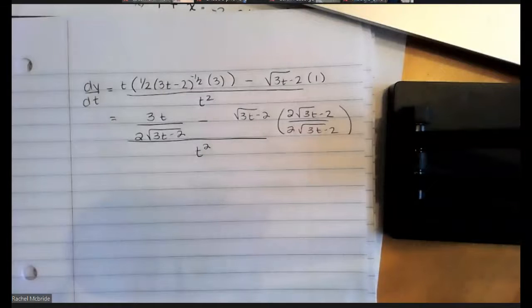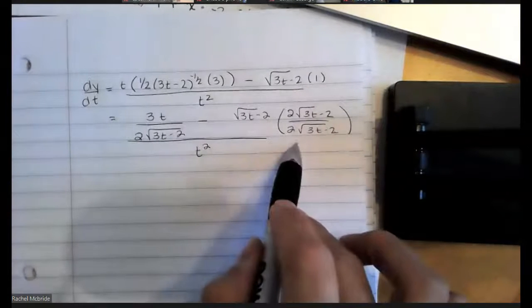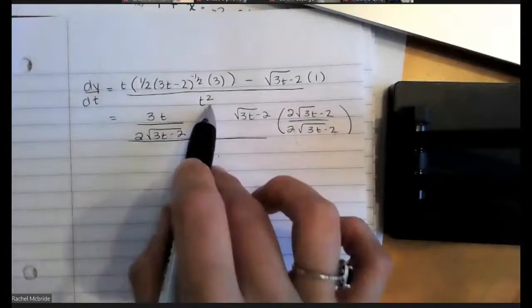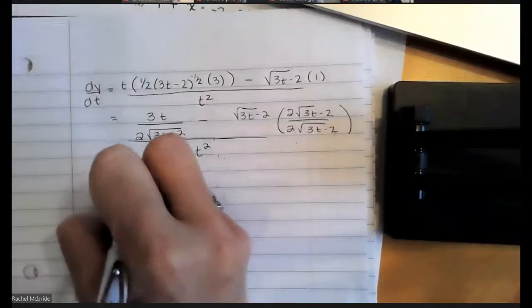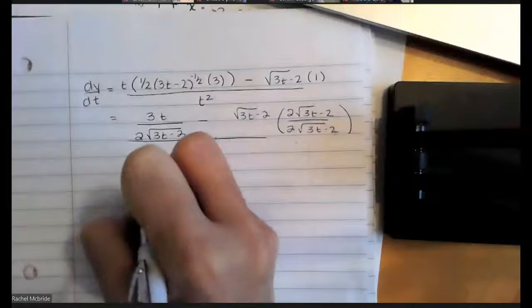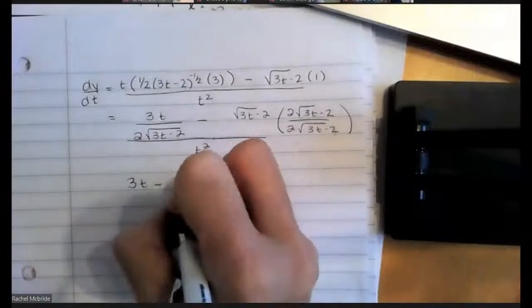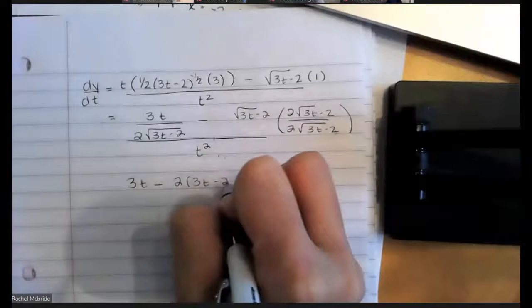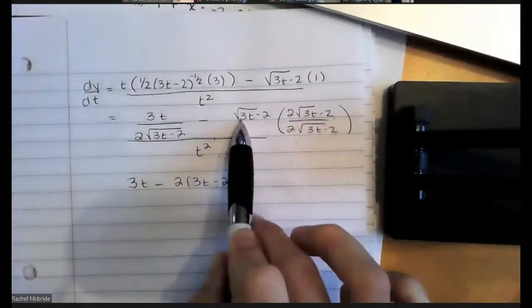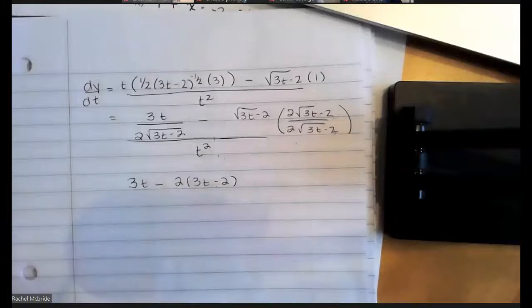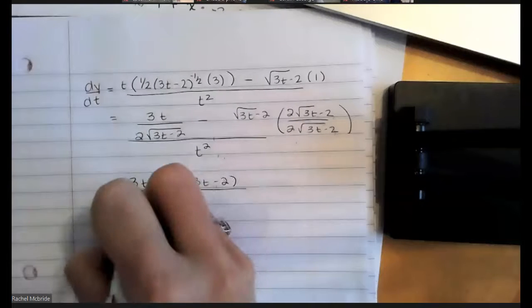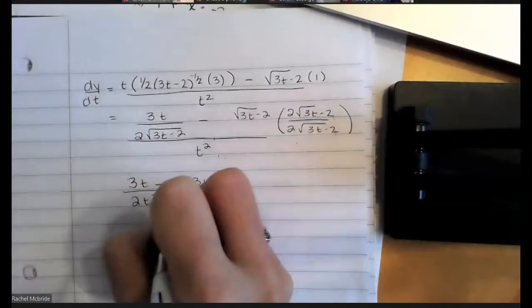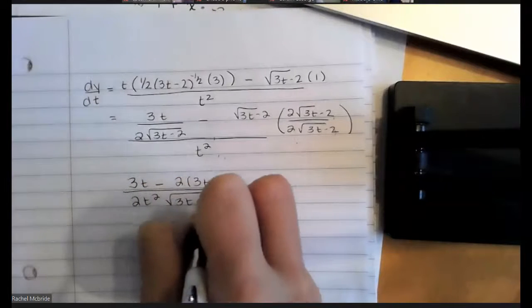And then what I'm going to do from there is group my denominator together. This denominator, because it's a fraction within a fraction, is always going to bump up as well. So I'm left with 3t minus 2 times 3t minus 2. The square root's gone because square root times square root of the same thing cancels. All over 2t squared square root 3t minus 2.